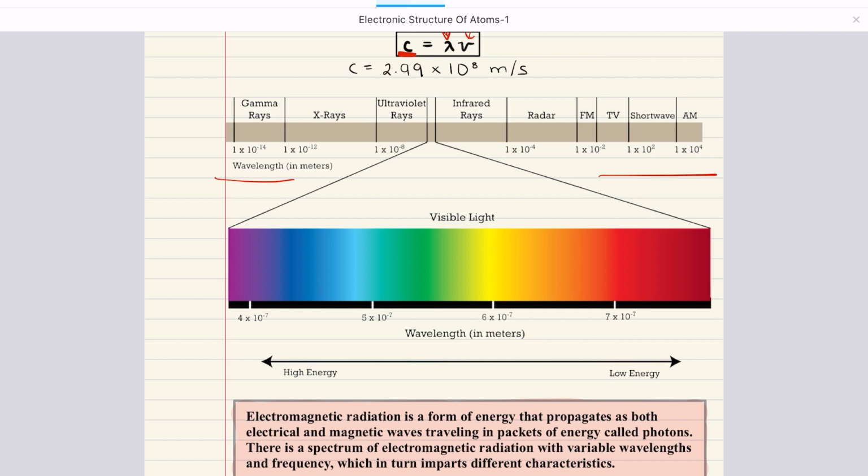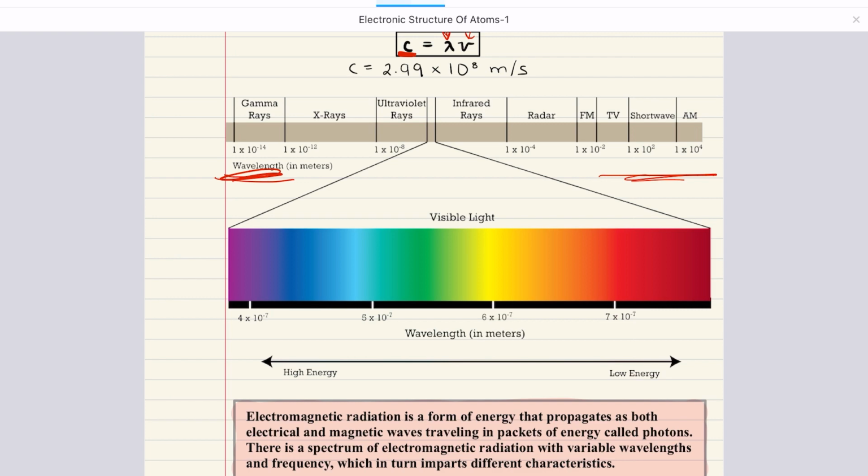Now, radio waves have the longest wavelengths and the lowest frequencies, while gamma rays actually have the shortest wavelengths and the highest frequencies. In between these, we have microwaves, infrared radiation, visible light, ultraviolet radiation, and X-rays. And these categories vary in energy as well, which affects how they interact with matter. We're going to cover how frequency and wavelength are related to energy in just a little bit.